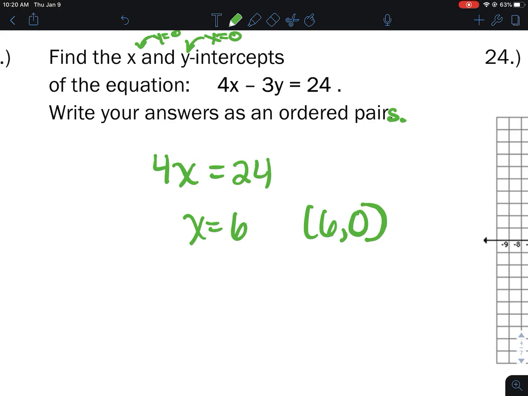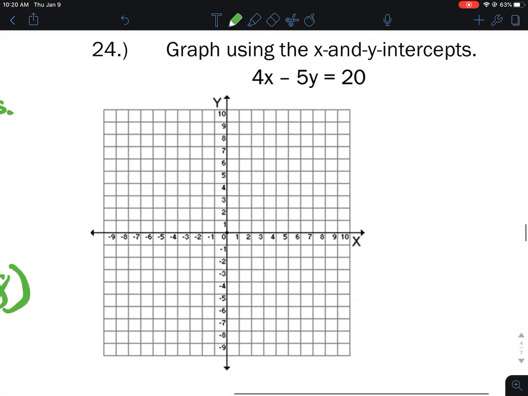So for the x-intercept, we're going to make the y value 0. I'm sorry, for the y-intercept, we're going to make the x value 0. So we're going to just take the x's out, and we're left with negative 8. So your ordered pair would be that.